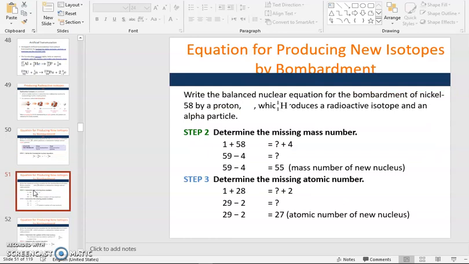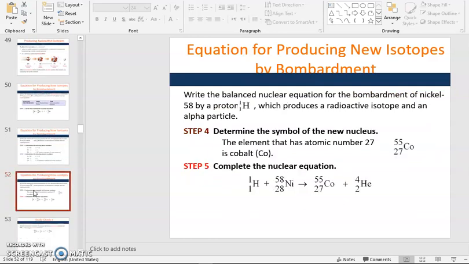We will do the calculation as we used to do, and we will find here the mass number is 55, and because there is 4 here, it will make it 59, and here we have 29 at the bottom, so 27 here and 2 here, and it's cobalt.